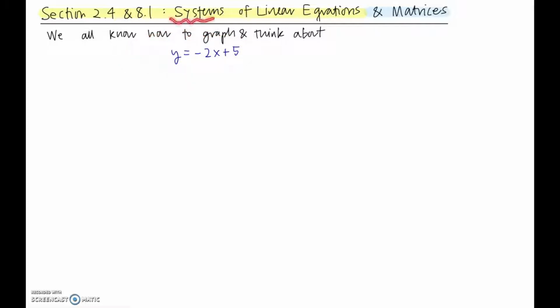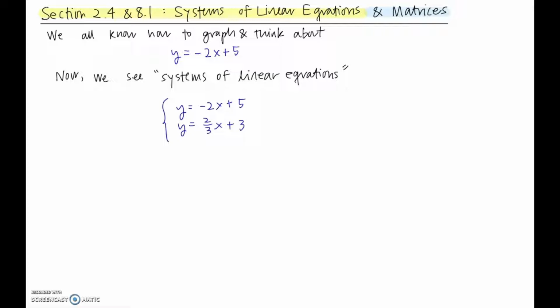What we're going to be introduced to in this section is when we have multiple linear equations and thinking about how they interact with each other. So now the new thing is that we see systems of linear equations. And a system of linear equations will look something like this. Oftentimes they're written with a little bracket to the left to kind of indicate that these guys go together. But we have multiple linear equations. Here we've got 2 of them.